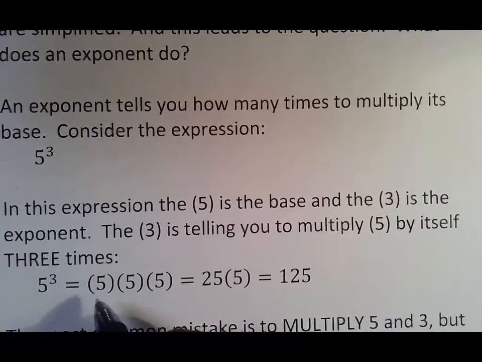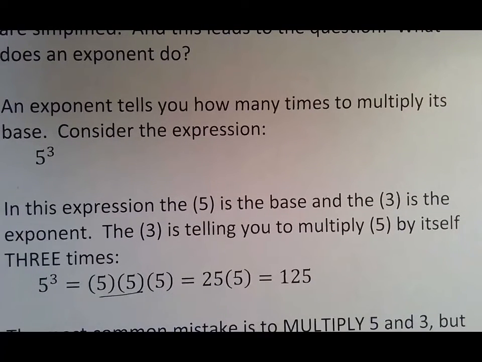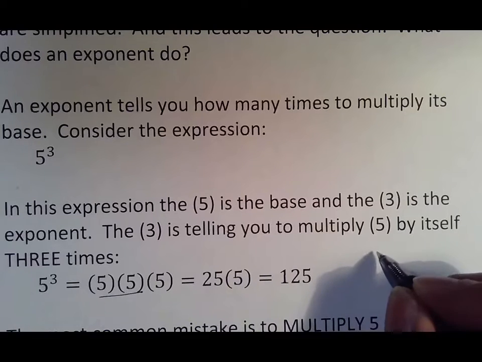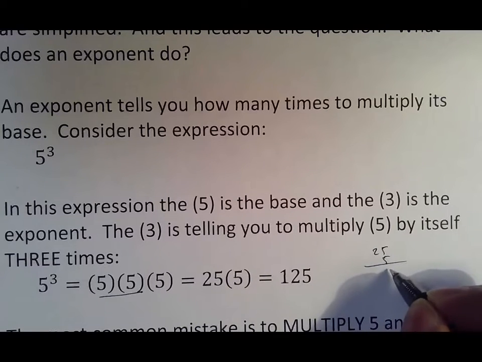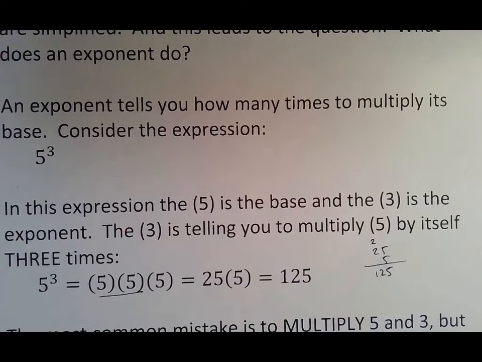which if we work that out becomes 25 times 5. And 25 times 5, if you don't know, 5 times 5 is 25, carry the 2, 10 plus 2, 12, there's your 125.